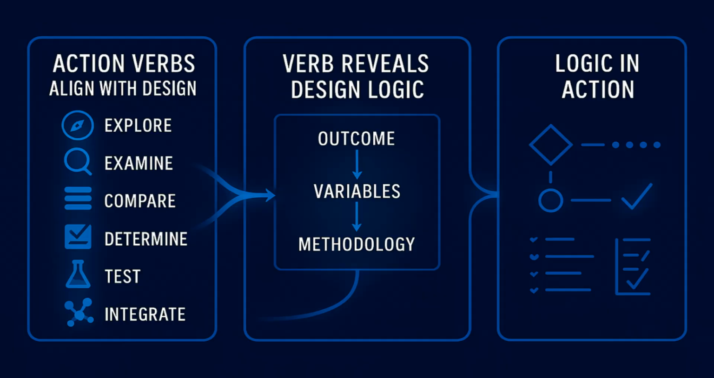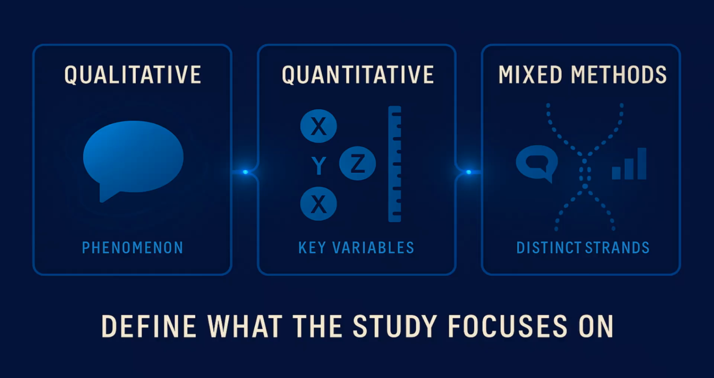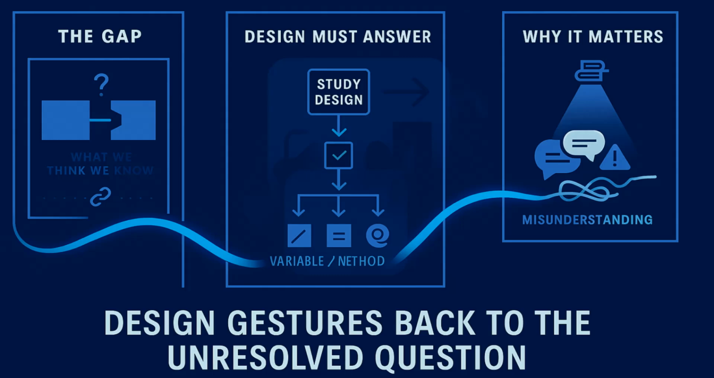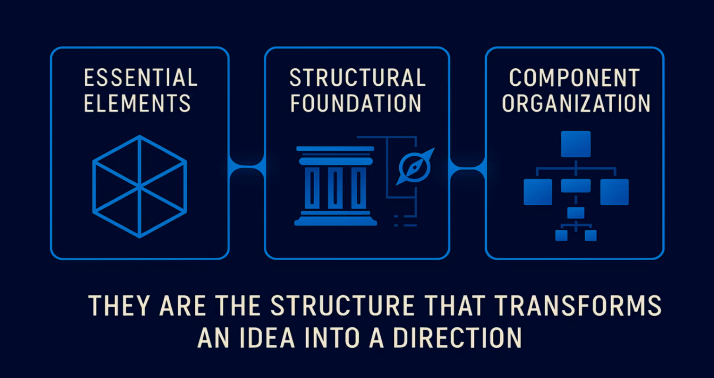It names the aligned action verb, explore, examine, compare, determine, test, integrate, because the verb reveals the logic of the design. It names the phenomenon for qualitative studies, the key variables for quantitative work, or the distinct strands for mixed methods. It identifies the participants and the setting, making clear who and where the study involves. And it gestures, even briefly, toward why this design is needed by connecting back to the gap, the misunderstanding, or the unresolved issue the field must confront. These are not optional components. They are the structure that transforms the study from an idea into a direction.